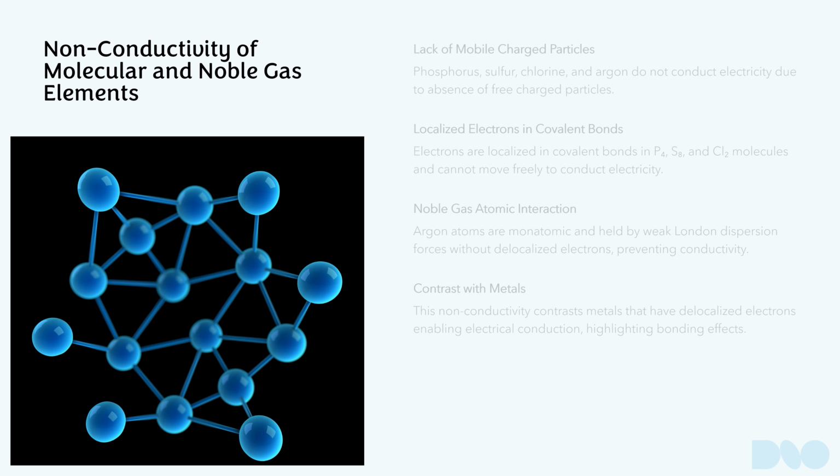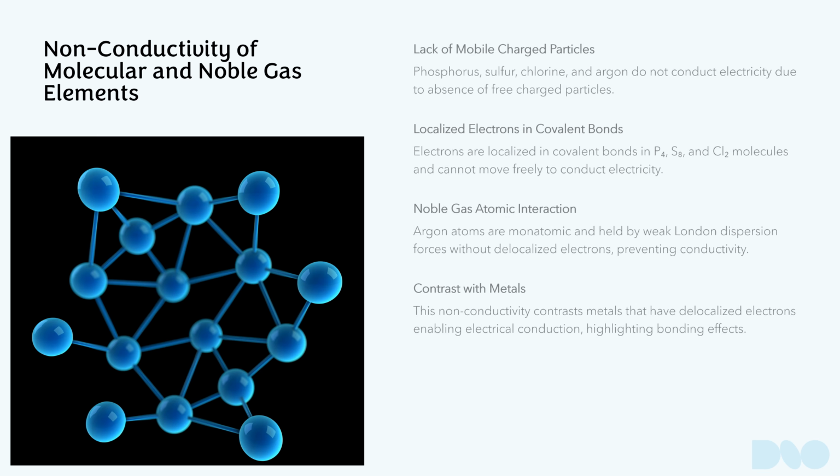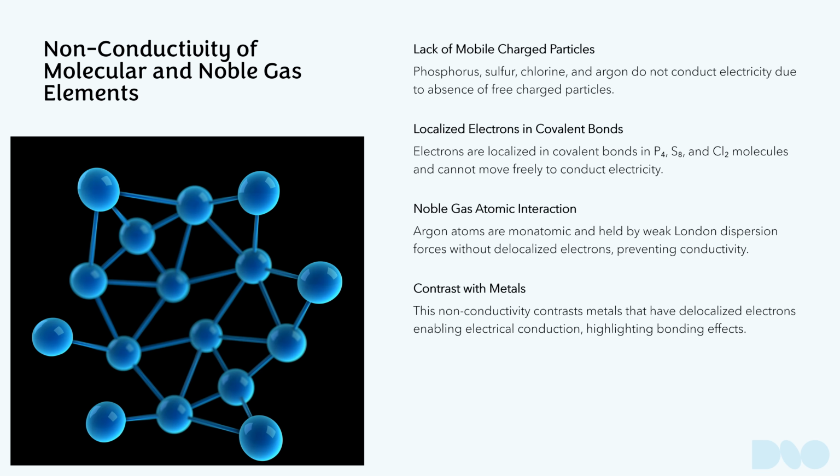Phosphorus, sulfur, chlorine, and argon do not conduct electricity under normal conditions because they lack mobile charged particles. These elements exist as simple molecules or, in the case of argon, as monatomic atoms. Although there are covalent bonds within the molecules of P, S, and Cl, electrons are localized in these bonds and are not free to move through the substance. Argon atoms are held together only by weak London dispersion forces and also lack any delocalized or mobile electrons.